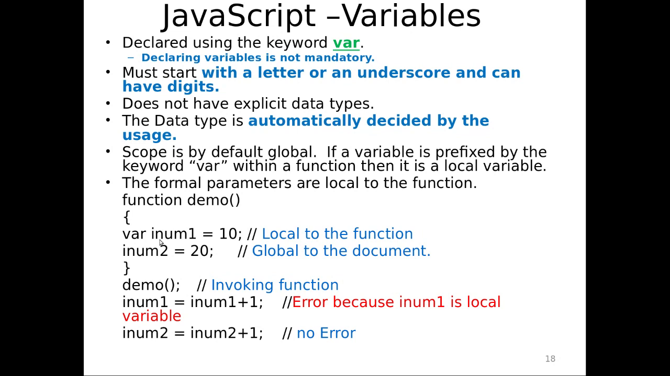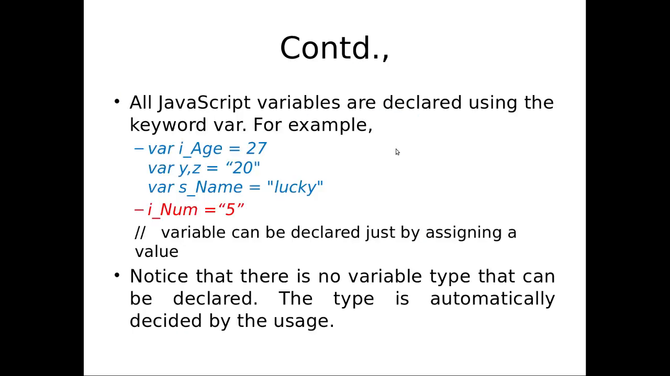When you use no var, which means var is not used within the function, the scope is actually global for the document. So please remember, whenever you name a variable in JavaScript, it is mandatory that you start it with a letter or an underscore. Otherwise, it is not permitted. Also, it is case sensitive. Please remember all these points.